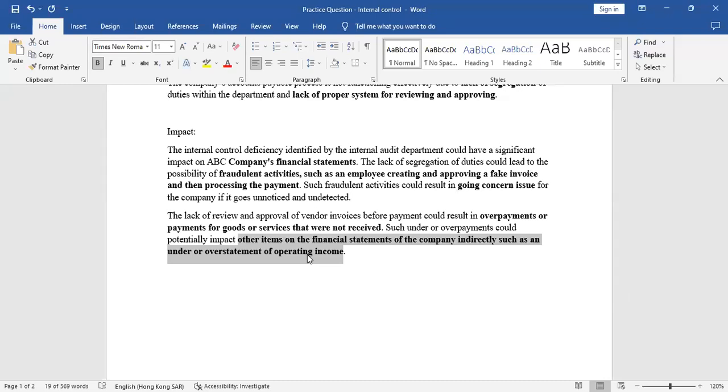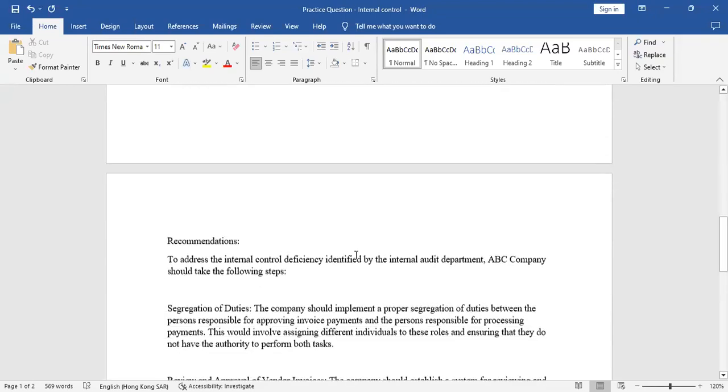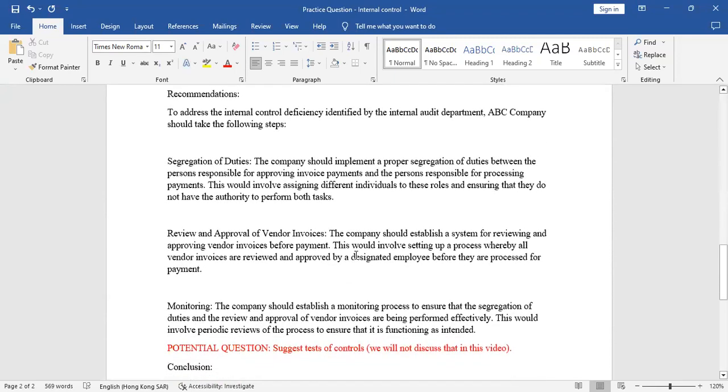This could also impact the cash account, because if there's overpayment, it means there's a lot of cash outflow, or if you have paid for a certain good twice, then again it's an increased cash outflow, right? So these things will also impact the cash account indirectly on the statement of financial position, right? So this would be the impact of the two weak internal controls that we identified earlier in the case study. Now again, we will have to recommend some solutions, right? So recommendations would be the last question, part C of this case study.